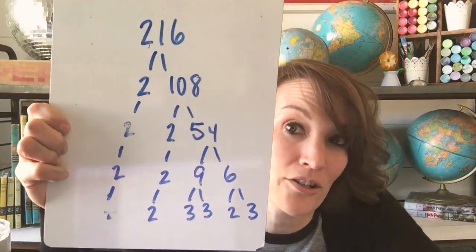So 9 is 3 times 3, and 6 is 2 times 3. Look at that factor tree for a second.